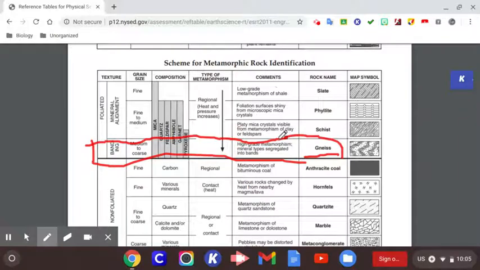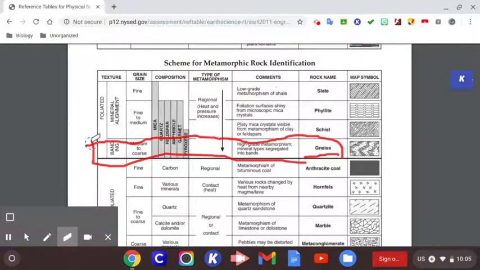Now you have to figure out which is true. Is it A, it has bands of different minerals present? Is it B, it forms from contact metamorphism? C, is it that it forms from the lowest grade form of regional metamorphism? Or is it D, it forms from the metamorphism of limestone? So which is true of gneiss? Only one of those things is true.